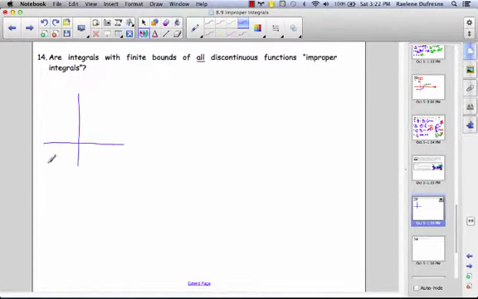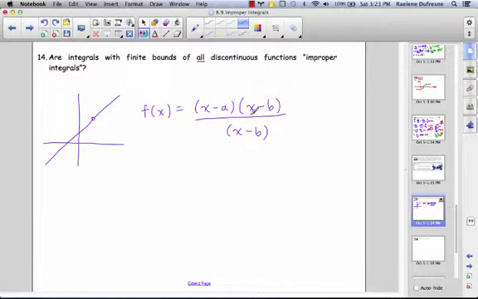However, we saw in that same section in 6.3 on definite integrals that even functions that have discontinuities, such as a removable discontinuity for the function f of x equal to x minus a times x minus b over x minus b, there's a removable discontinuity when x is equal to b, and if we take an interval on either side of that removable discontinuity, there is a finite amount of accumulation. And so for a removable discontinuity, the definite integral does exist and is not considered to be improper.